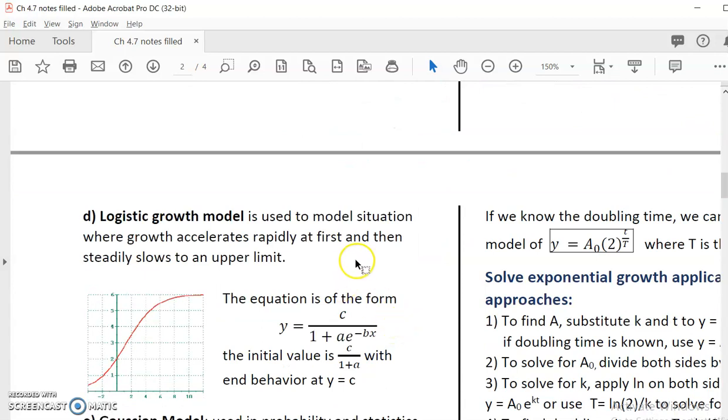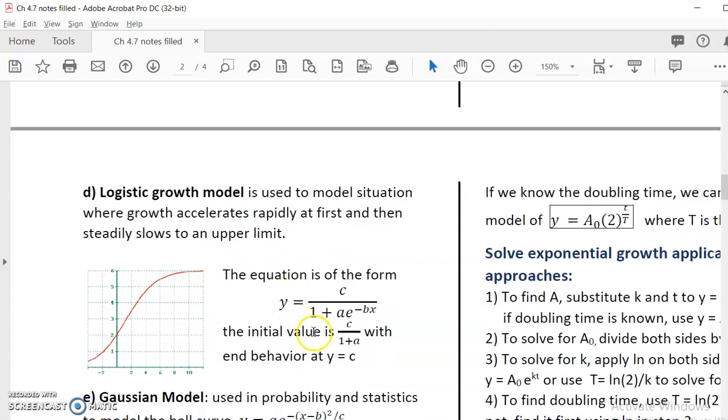The logistic growth model is used to model situations where growth accelerates rapidly like an exponential model, but because of limited resources or other restrictions, it steadily slows to an upper limit. So the y value would not grow to infinity like an exponential model, but actually plateau at what we call a carrying capacity. The equation is y equals, or f of x equals, c over 1 plus a e to the negative bx.